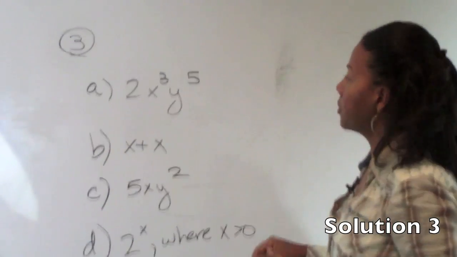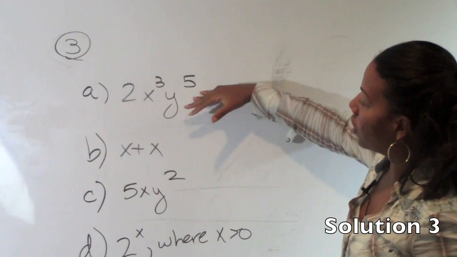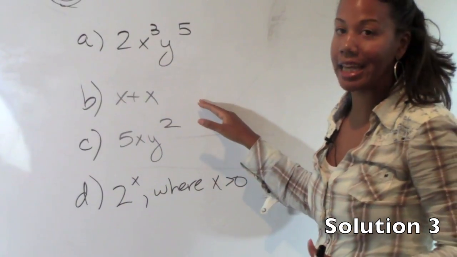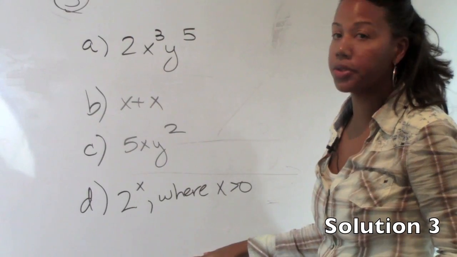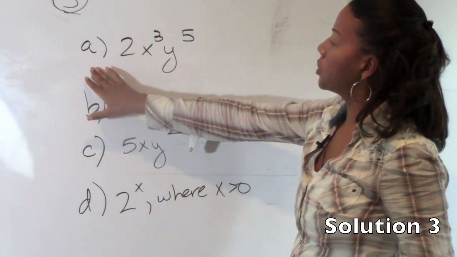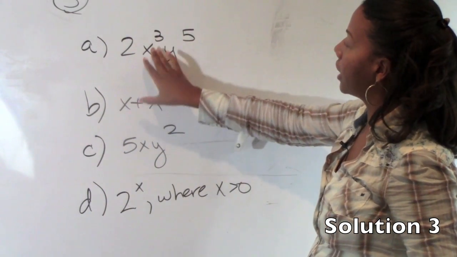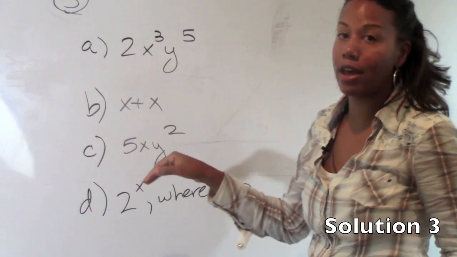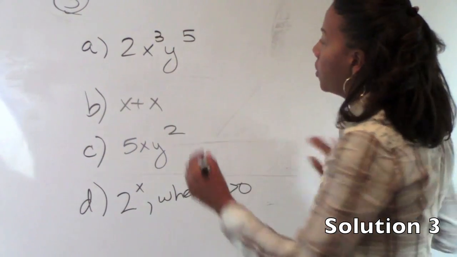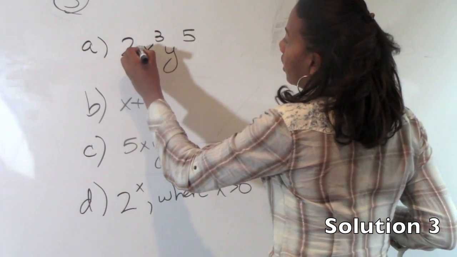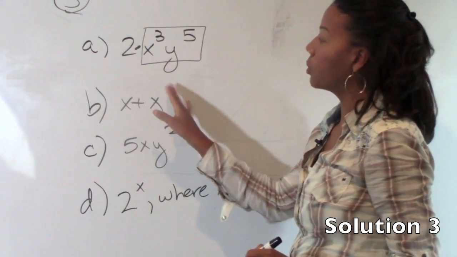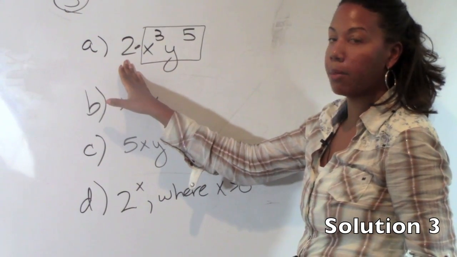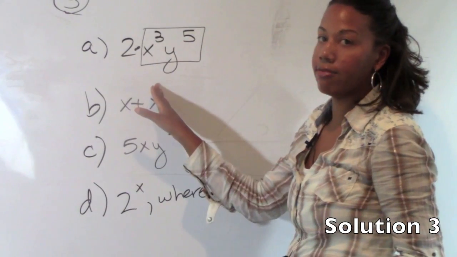Number 3 asks us to determine which of the following, if any, result in even numbers. Okay? So let's start with this first one. This first one says 2 times x cubed times y to the 5th. The only number that we know is 2, and we're not sure what the rest of this product is. However, whenever you multiply a number by an even number, the entire product is even.